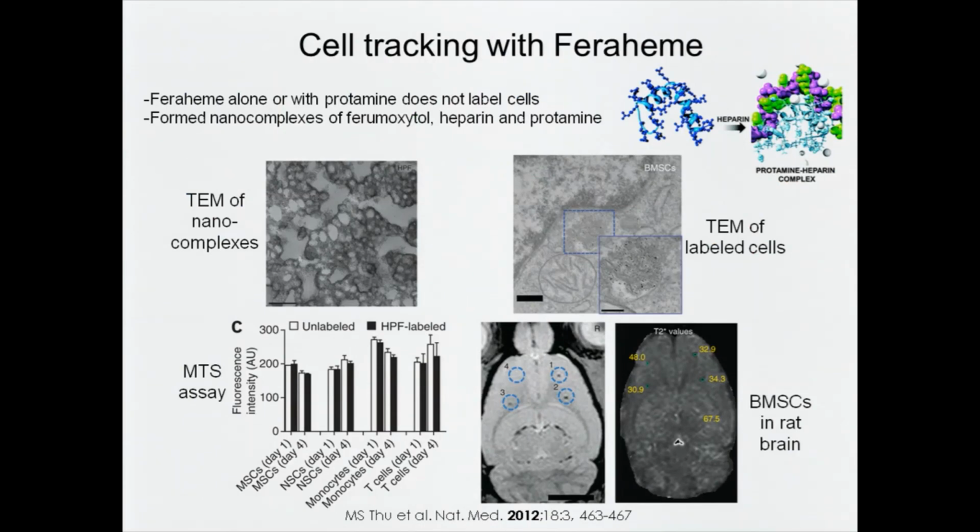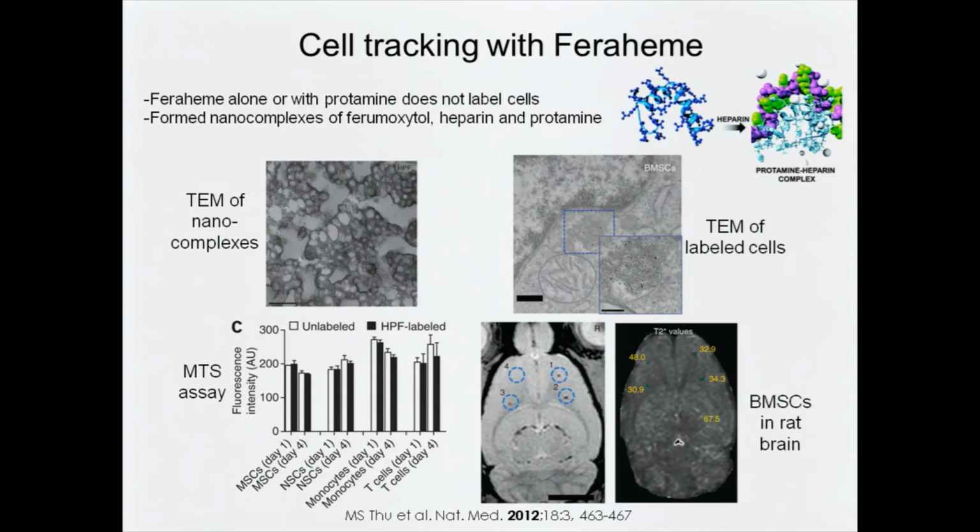So this is an approach using natural polymers for cell tracking, where you take Feraheme, which is an agent clinically approved as iron replacement therapy, and combine it with heparin and protamine to entrap iron particles inside of this complex. So you can see electron microscopy of these complexes here, and then when they incubate cells with these complexes, you can see these dark spots here indicate iron particles taken up inside the cells.